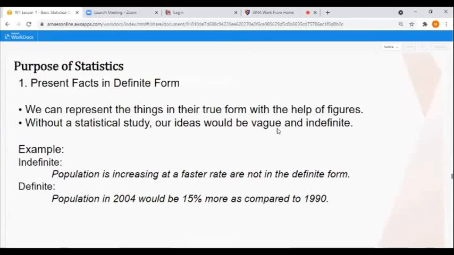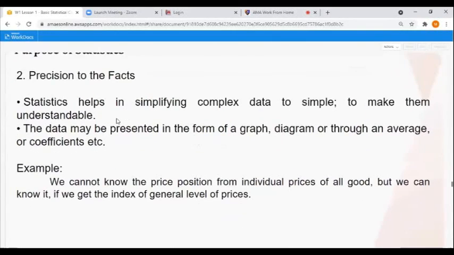So if our idea is clear and definite, it adds precision to the facts. Statistics also helps in simplifying complex data. What's the purpose of that? Why do we simplify? To make them understandable by many, if not by all. The data may be presented in the form of a graph, diagram, or through an average or coefficients. This is how we can simplify complex data, through the use of graphs and diagrams. Examples of graphs are pie graph, bar graph, and line graph.